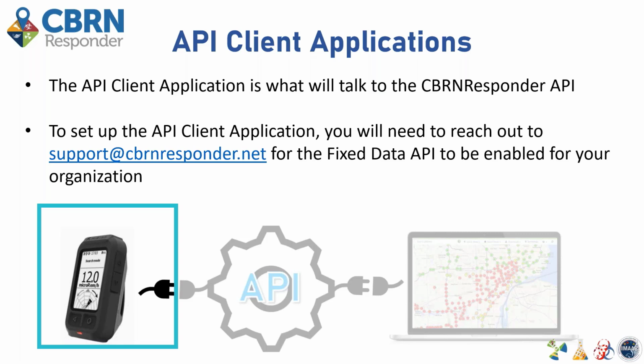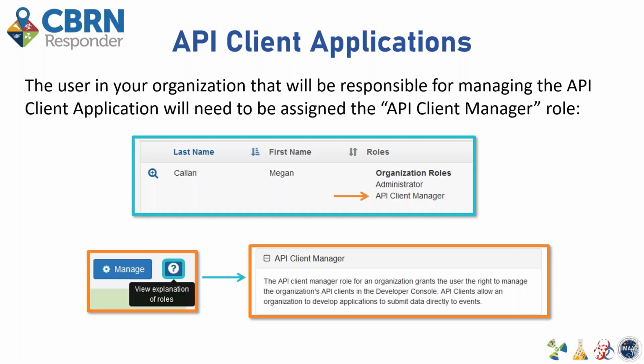To set that up in CBRNResponder, you will again need to reach out to our support email. That way we can provide you with access to the fixed data API, and we'll enable that for your organization. And it does seem that there are some hoops that you have to jump through, but really once you just send us that email, we'll do this all for you in kind of one swoop.